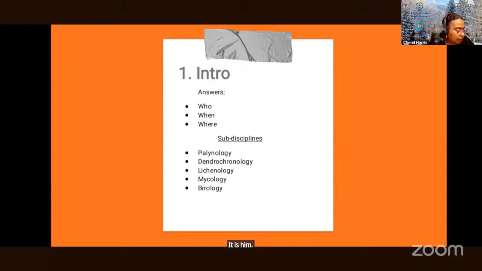Forensic botany has several subdisciplines, which include palynology, which is the study of spores and pollen. We have dendrochronology, which is a method of determining the age of a tree by examining rings. We have lichenology, which is the study of lichens. We have mycology, which is the analysis and identification of fungi. We also have bryology, which is the study of bryophytes.